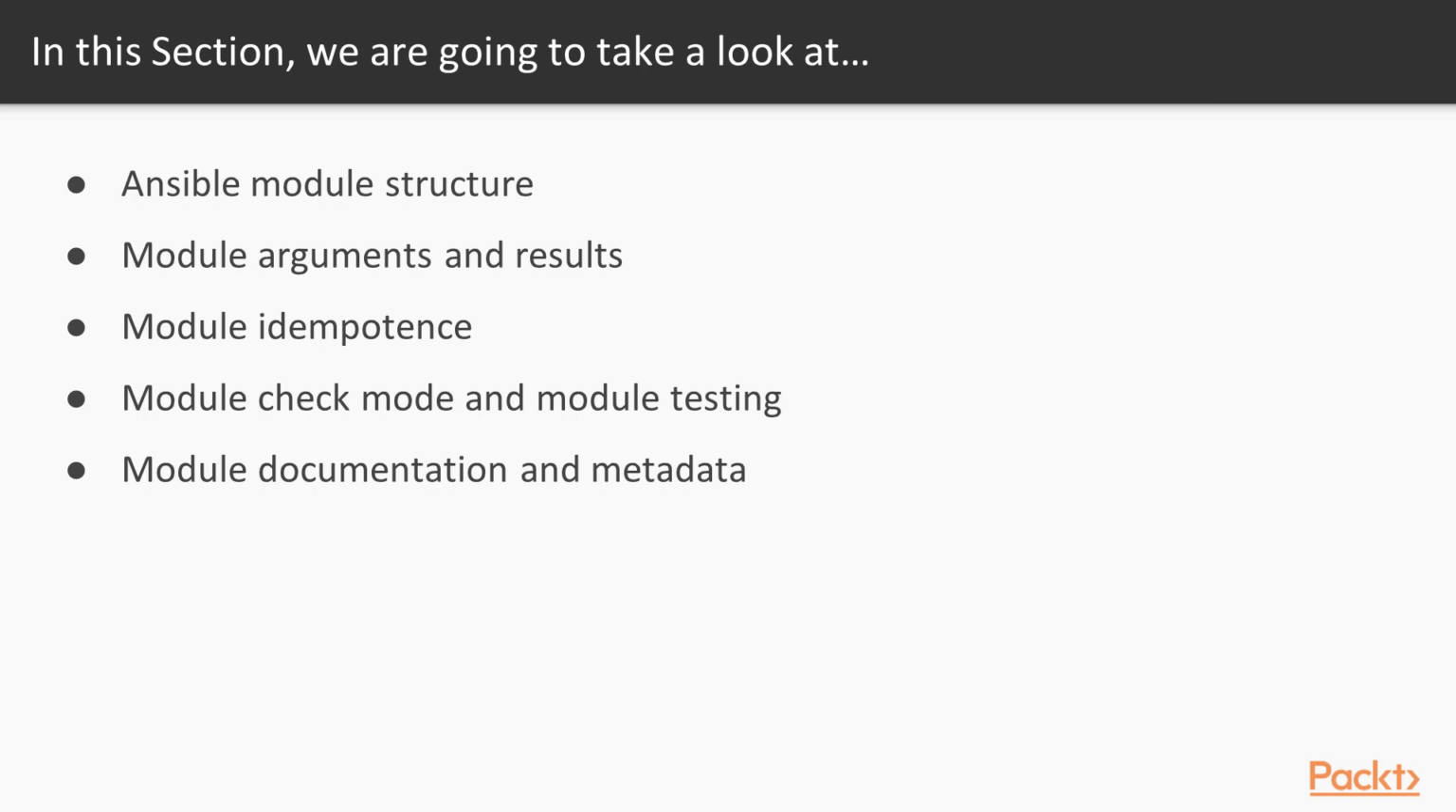We'll look at the data we pass to our module, the module arguments, and the data that it produces, the module results. We'll look at module idempotence, how to build our custom module so that it only runs changes if necessary. We'll look at module check mode, and we'll look at how to build tests for our module, and we'll look at building our module's documentation and metadata.